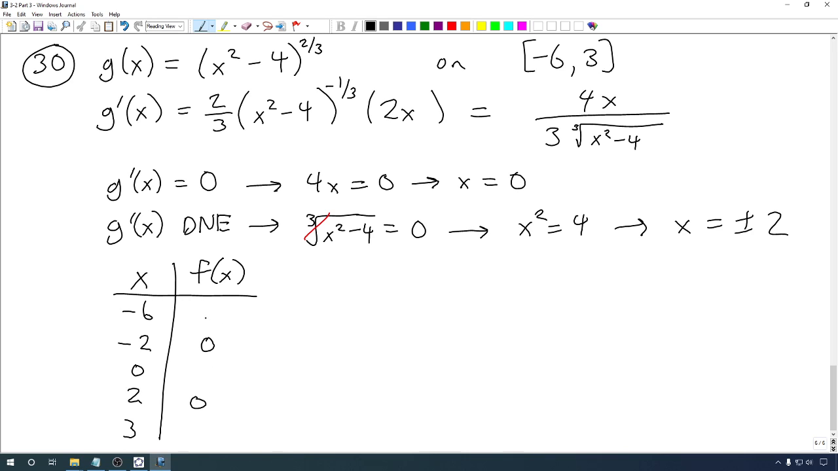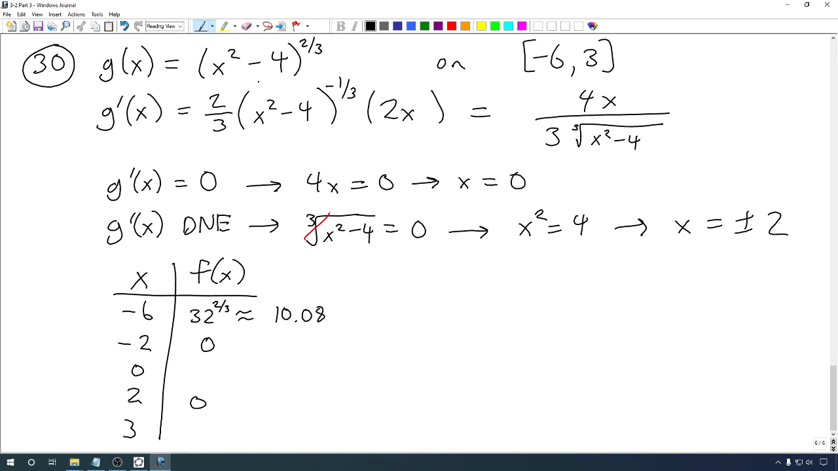The other ones I'm actually going to have to approximate a little bit. For negative 6, we get a positive 36 minus 4, or basically 32 to the 2/3 power, which is approximately 10.08. That's a lot easier to compare than 32 to the 2/3 power. That's a little hard to get your mind around how big that actually is.